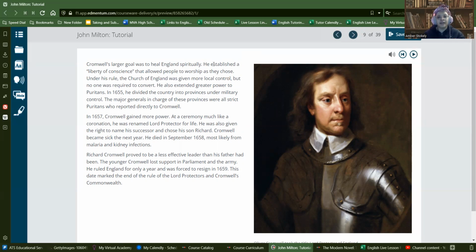So he pretty much recognized that because there were other types of beliefs that were happening, he didn't want to incite any more fighting. So he was good about that, at least. And he gave greater power to the Puritans, though. So it was very obvious who he thought should be at the top. In 1655, they note that he broke the country up into provinces, and those were under military control. So he pretty much tried to regulate everyone's behavior following the law by having constant military presence.